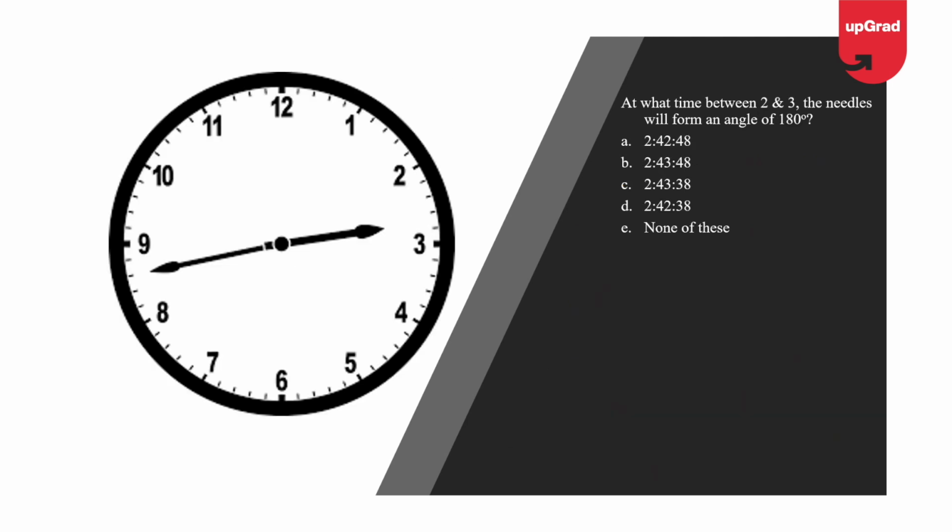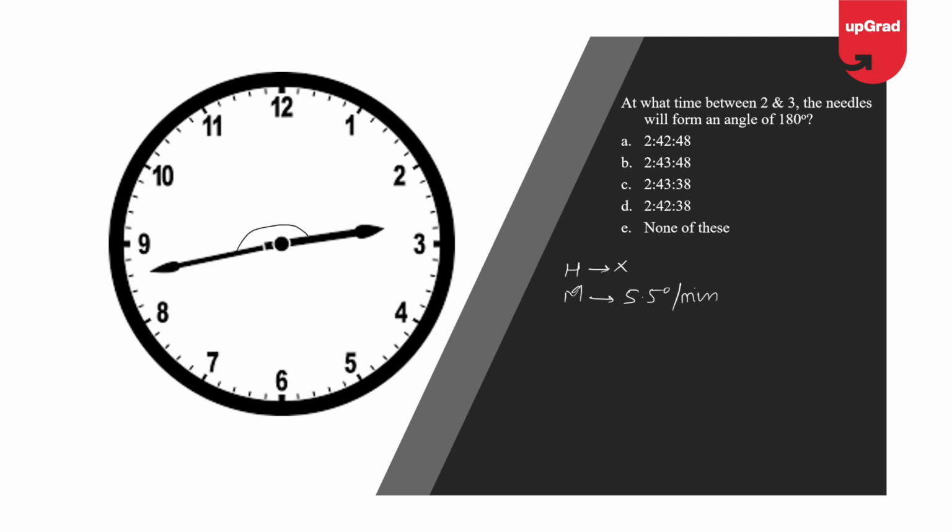So the question is, at what time between 2 and 3 will the needles form an angle of 180 degrees? Now in the diagram you can see how it is. But as I said, this time we are not going to use the conventional method. We will only use the relative speed method, which means I have to freeze my hour hand. So the hour hand will not travel. I have to travel the minute hand with 5.5 degrees per minute. Now let's see how I do this.